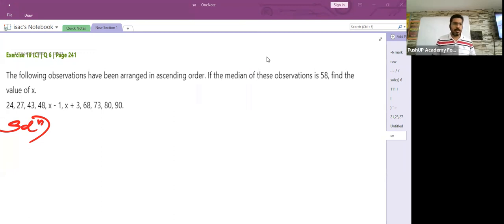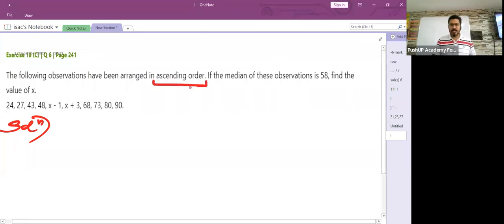Okay, Advait. All right. So, children, the following observations have been arranged in the ascending order. So, in advance, they have told you that the data is arranged in the ascending order. They are telling you if the median of these observations is 58, find the value of x.